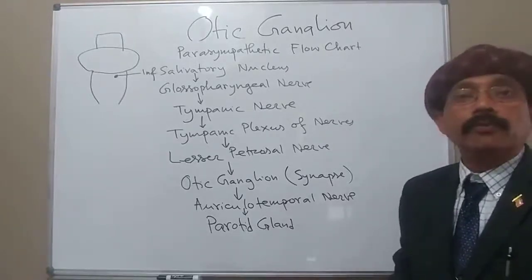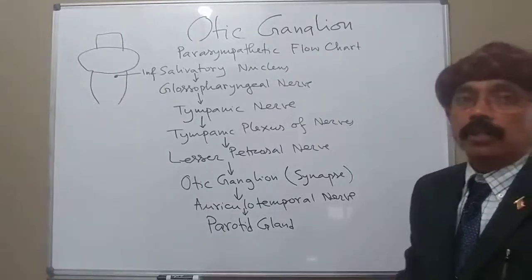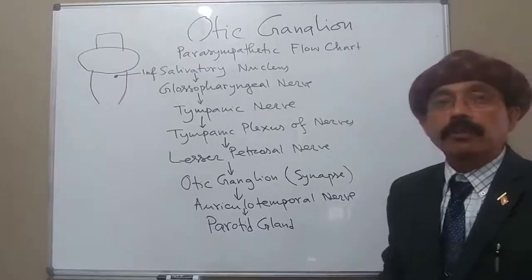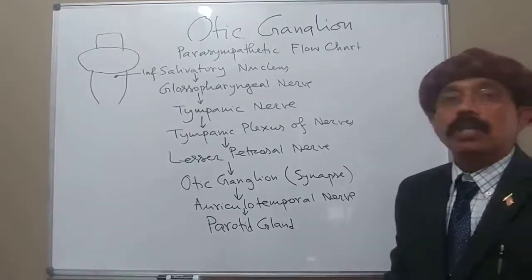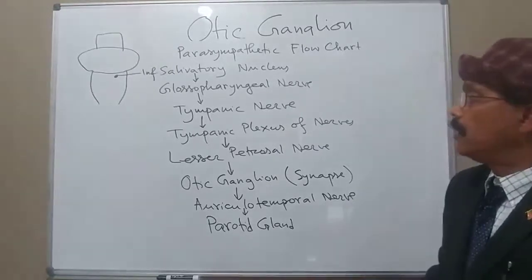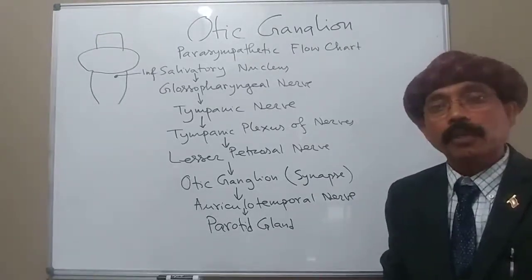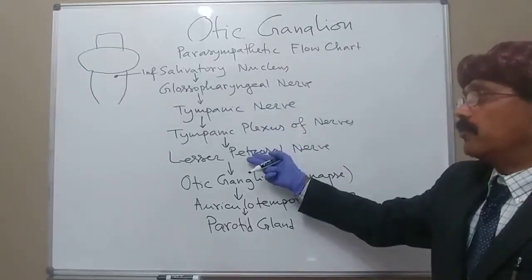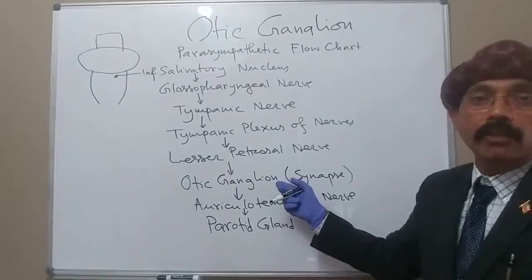Inferior salivatory nucleus in the upper part of the medulla oblongata, glossopharyngeal nerve, the ninth cranial nerve. Then from the inferior ganglion of the glossopharyngeal nerve, tympanic nerve in the petrous part of temporal bone inside the middle ear cavity. Forms the tympanic plexus of nerve. From there we'll get the lesser petrosal nerve that all carry the preganglionic parasympathetic fiber to the otic ganglion. Here we have the postganglionic neuron.